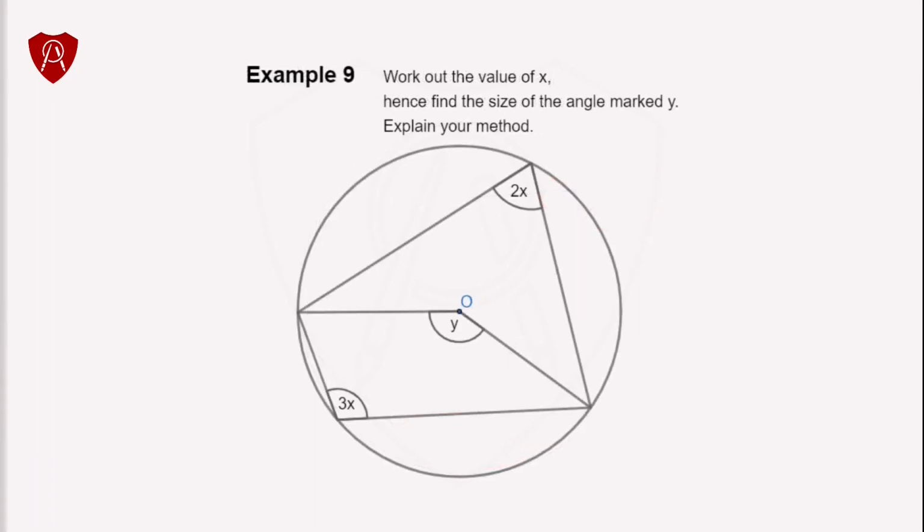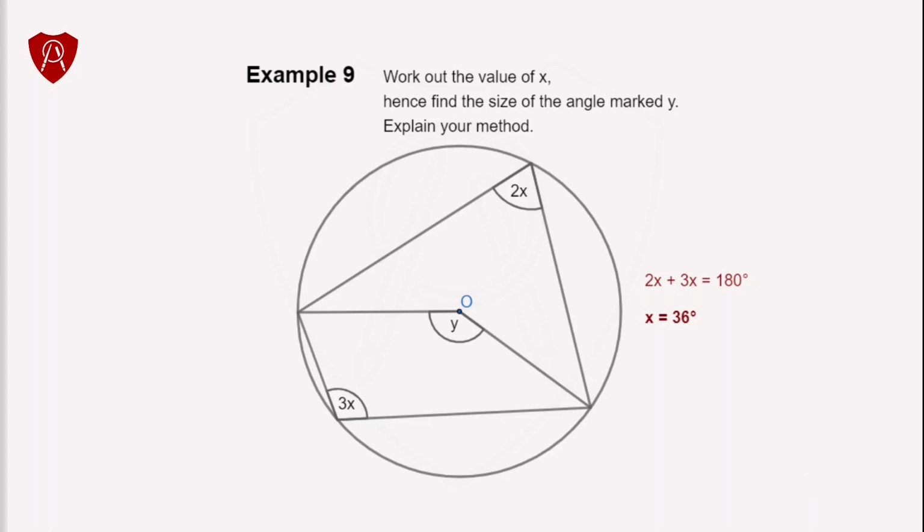Example 9. The first move to solving this question is to recognize the cyclic quadrilateral and recall that opposite angles add up to 180 degrees. Angles 2x and 3x are opposite each other, so that 2x plus 3x equals 180 degrees. Solving for x gives x equals 36 degrees.